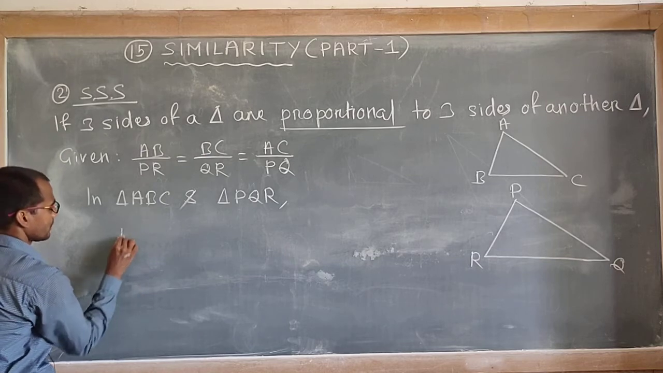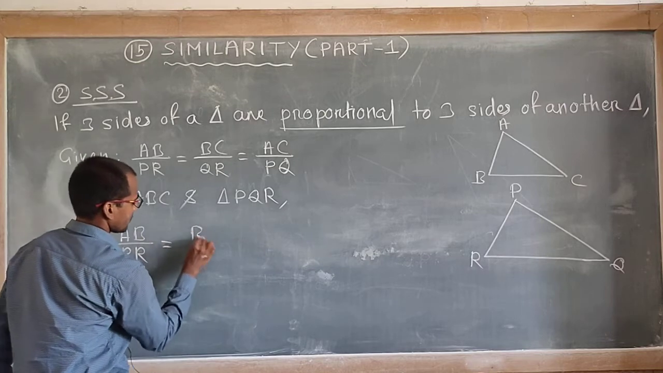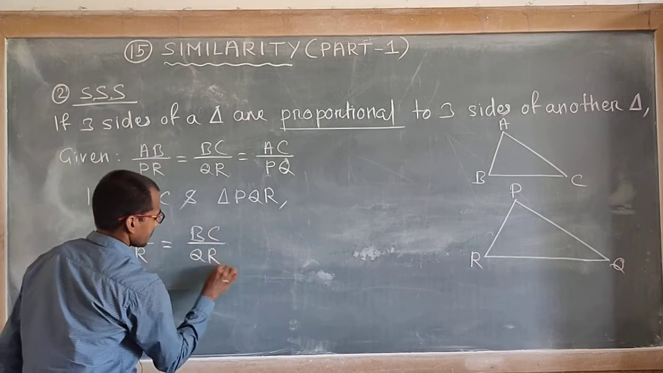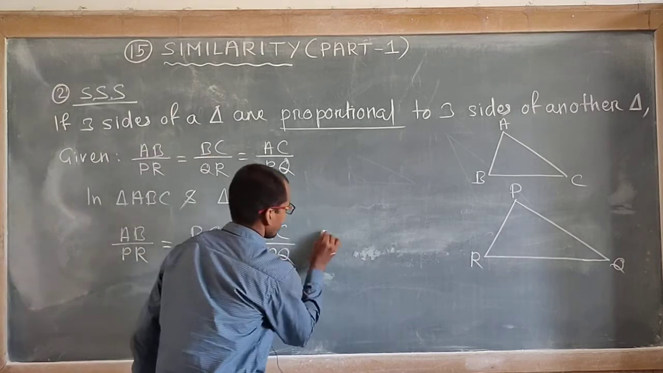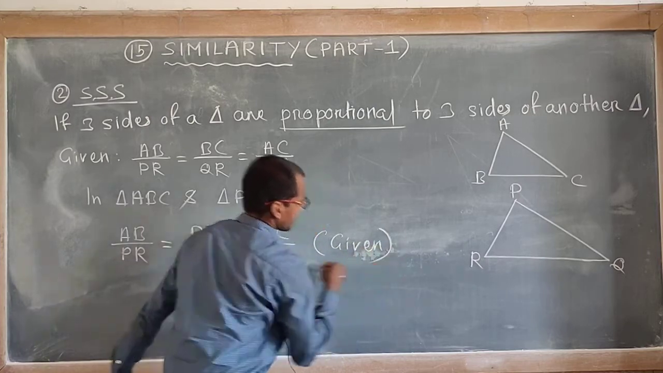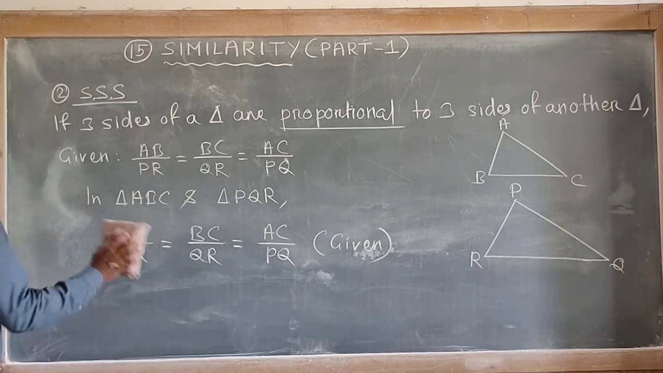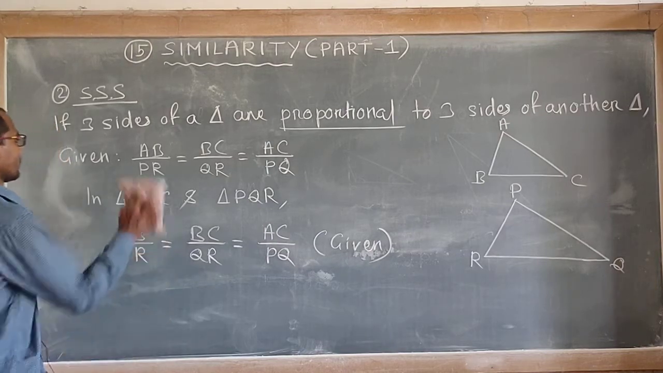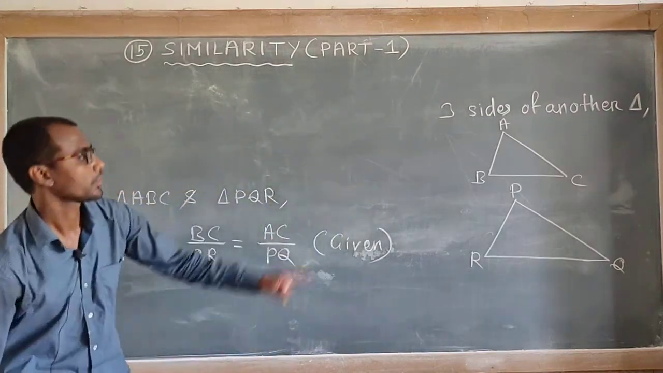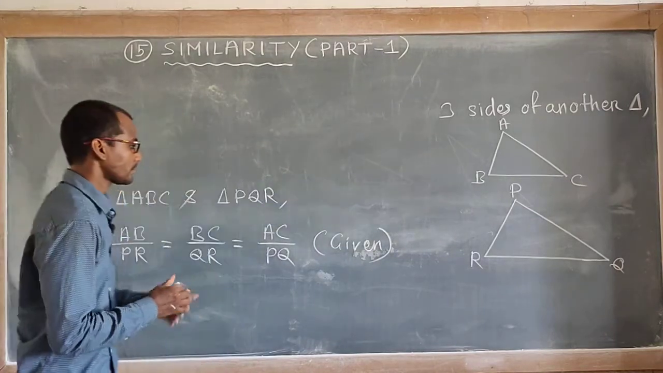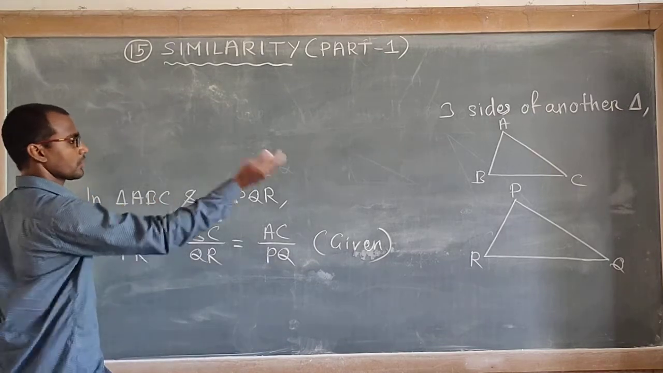AB by PR is equal to BC by QR is equal to AC by PQ. This is given. So the two triangles will be similar. Let us find the order. You will get the order from here. You don't need to look at the figure, there will be confusion. Just look at here while finding the order. The same trick I had given for congruency.